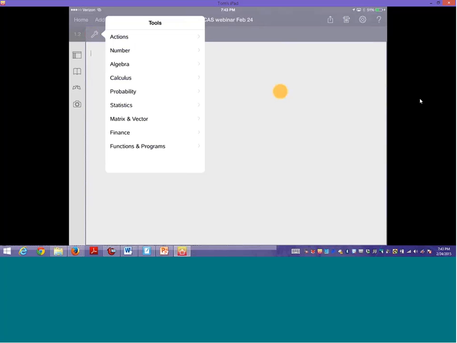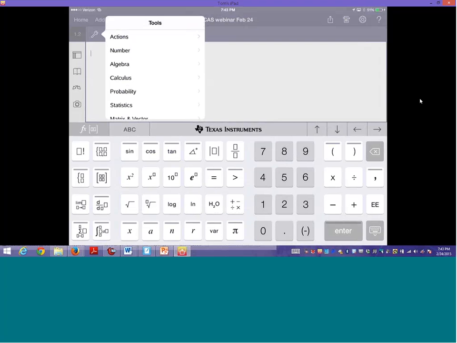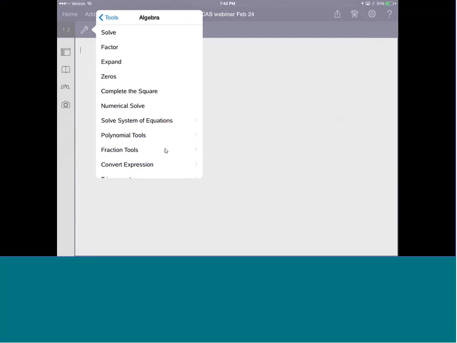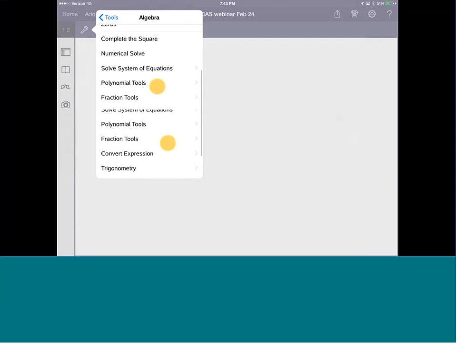So, all right, this is the CAS one. I'm going to tap on the tools. Hopefully you can see an orange circle when I tap on something. And let's look at the algebra menu. Now you'll notice here I've got solve, factor, expand, find the zeros, complete the square, solve systems of equations. We even have trig, complex, all kinds of things here, okay?